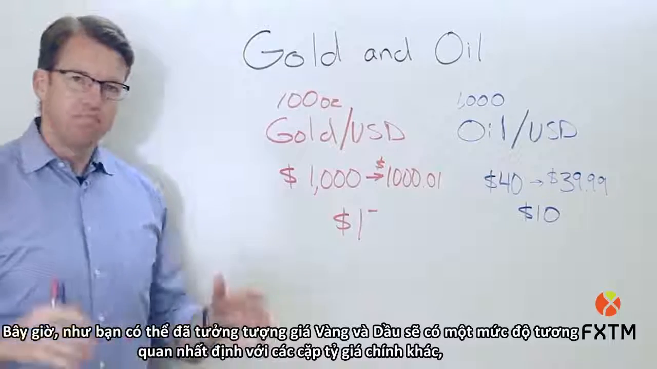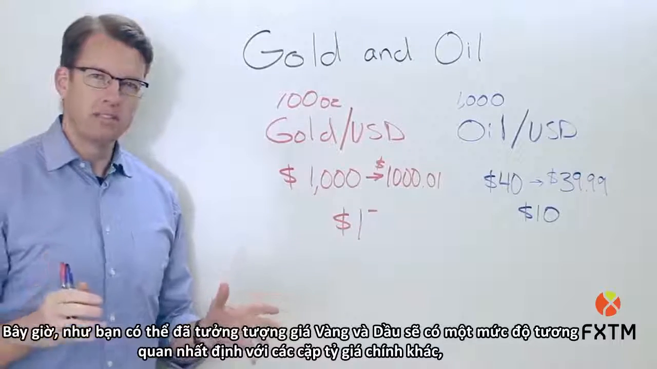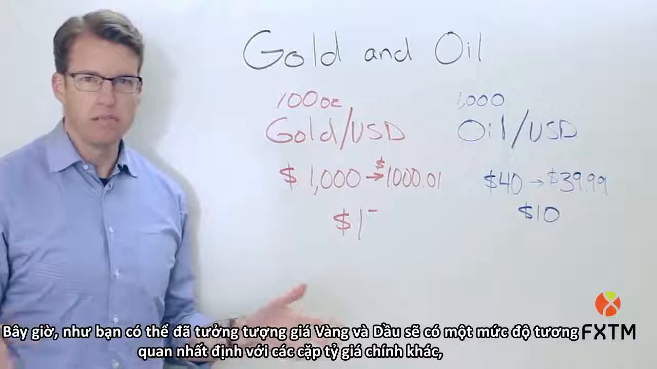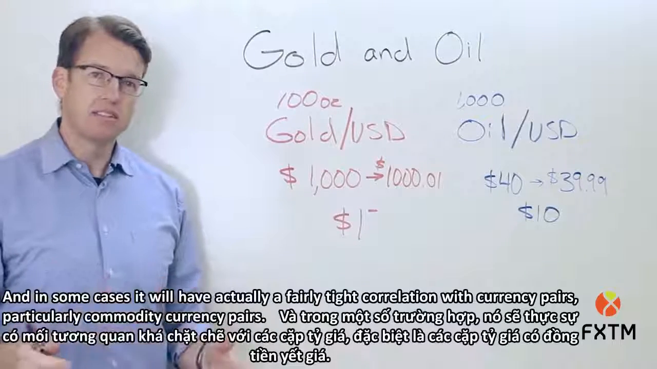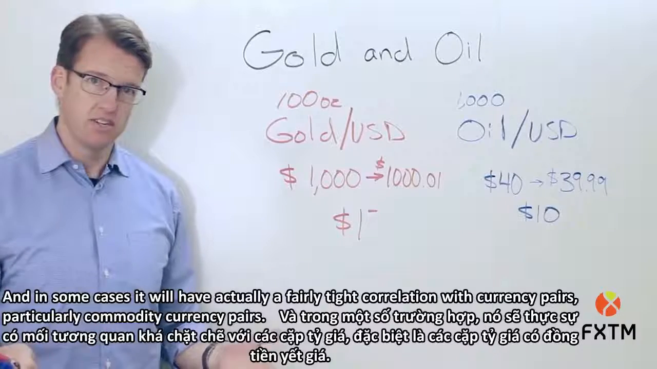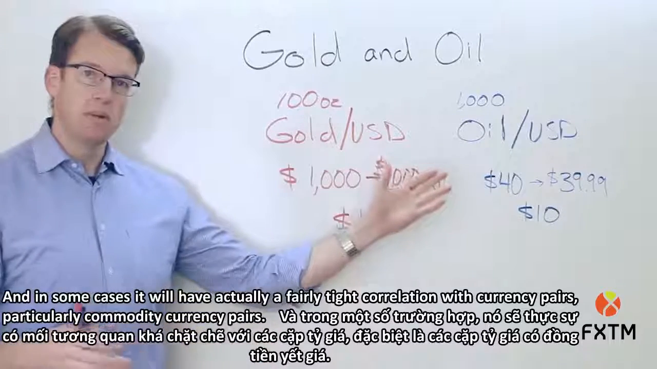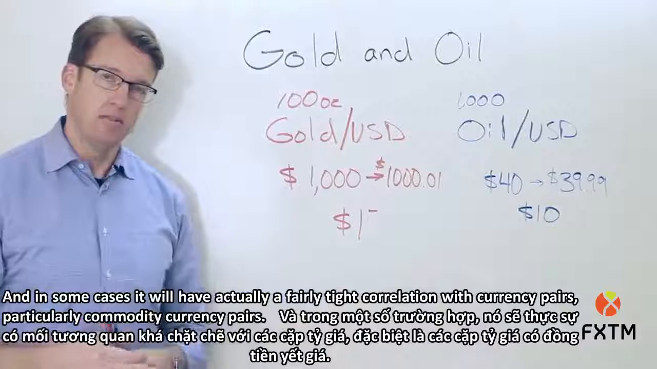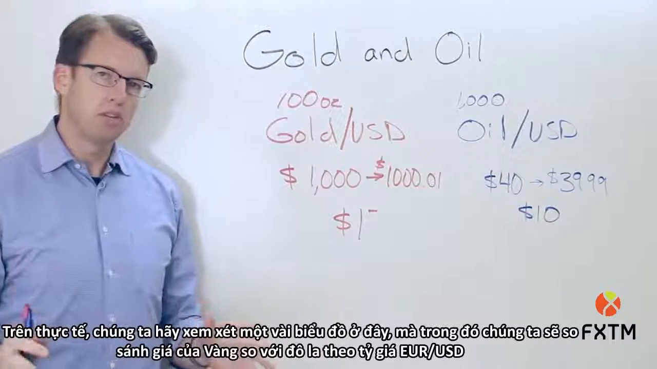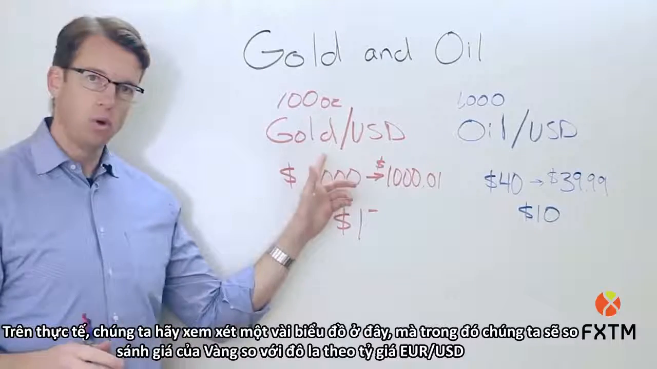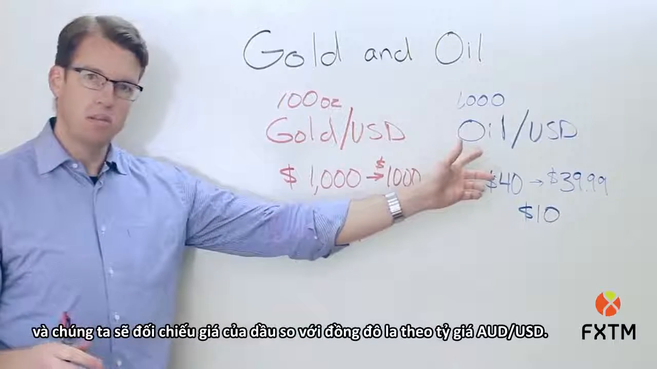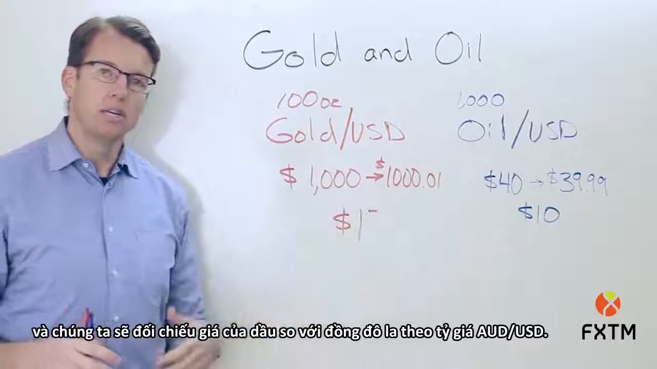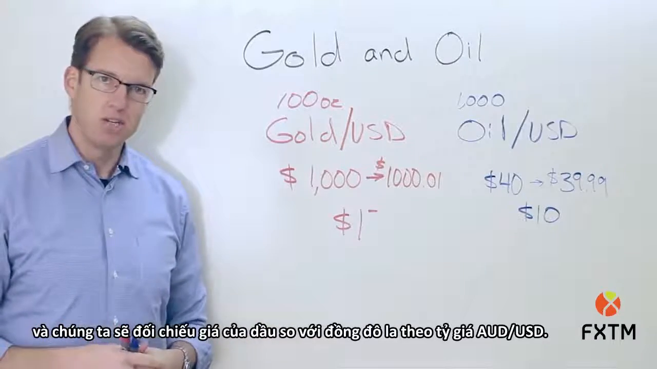Now, as you might imagine, gold and oil prices are going to have a certain amount of correlation with other major currency pairs, particularly those that are crossed with the dollar. And in some cases, it will have a fairly tight correlation with the currency pairs, particularly commodity currency pairs. In fact, let's take a look at a couple of charts here where we'll compare the price of gold versus the dollar to the euro-dollar exchange rate, and we'll contrast the price of oil to the dollar with the Australian dollar to the US dollar exchange rate.